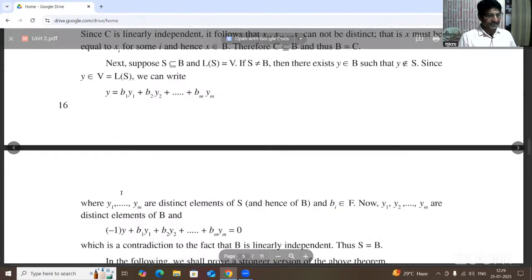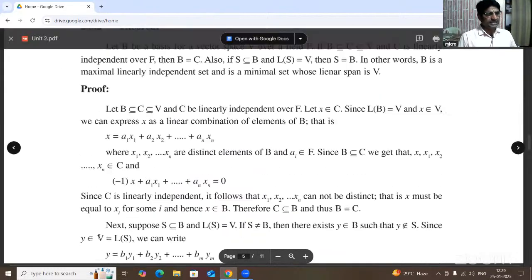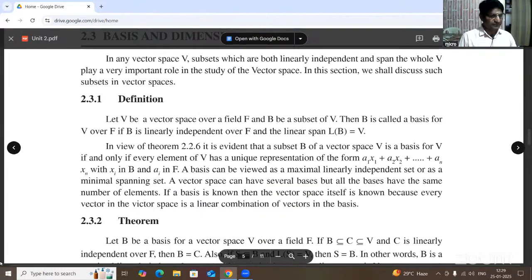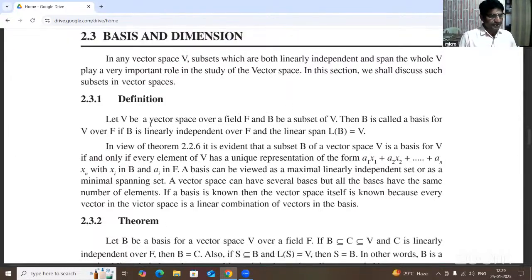Okay, see here. There is a simple theorem from the definition of a basis of a vector space, Theorem 2.3.1. Let V be any vector space over a field F. Let B be any subset of the vector space. Some others refer to the subset as S, but in your university material, B is a subset of V. Then B is called a basis for V over F.